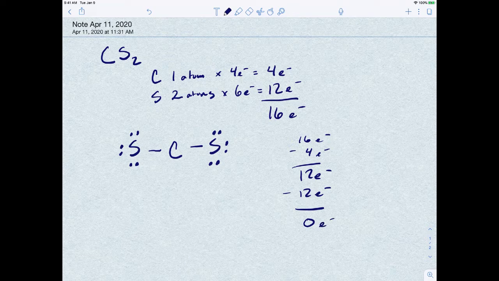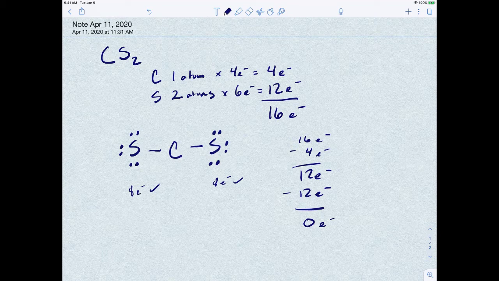Now, finally, we have to make sure that the central atom is following the octet rule. The outside ones definitely have 3 lone pairs and 1 bond, so that gives you 8 valence electrons, so we're good on that. The sulfur on the right, same deal, 3 lone pairs, 1 bond, 8 valence electrons, we're good here. Carbon's got no lone pairs and 2 bonds, so it needs 2 more.